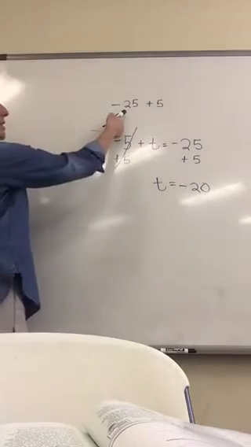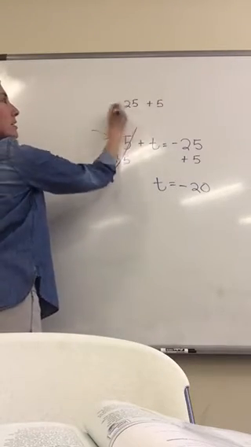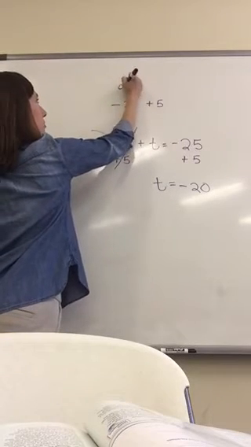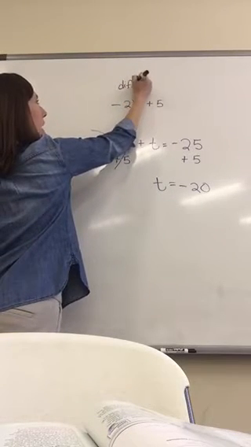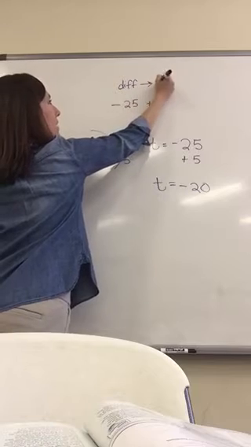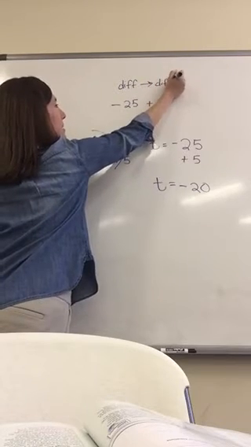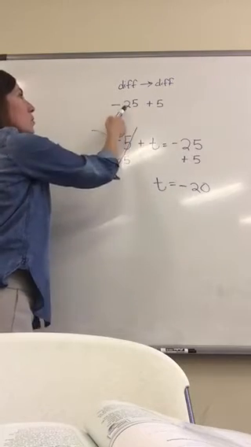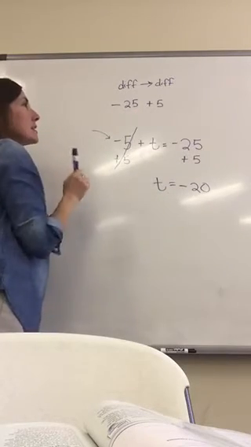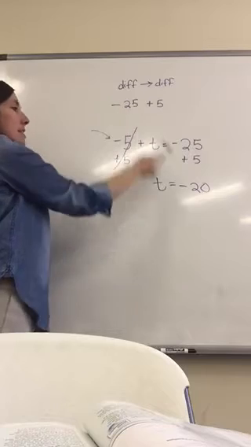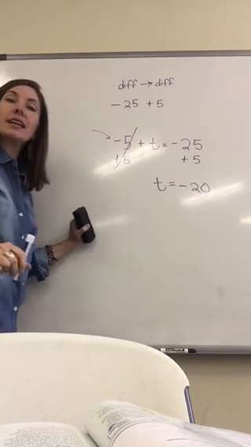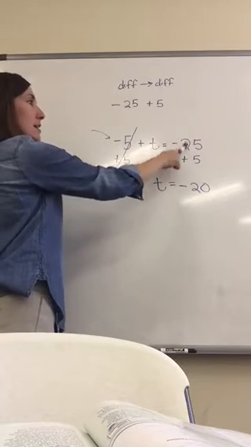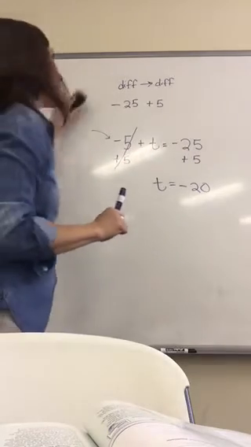The reason for that is that when we have two different signs on our numbers, we find the difference. Remember, different signs when you're adding means find the difference. All right, so that's what we did. We said 25 minus 5 is 20. Whichever number was the largest, that's the sign we used. 25 was the largest and it's negative, so our answer is also negative. Now we plug it back in. Negative 5 plus negative 20 does in fact equal negative 25.